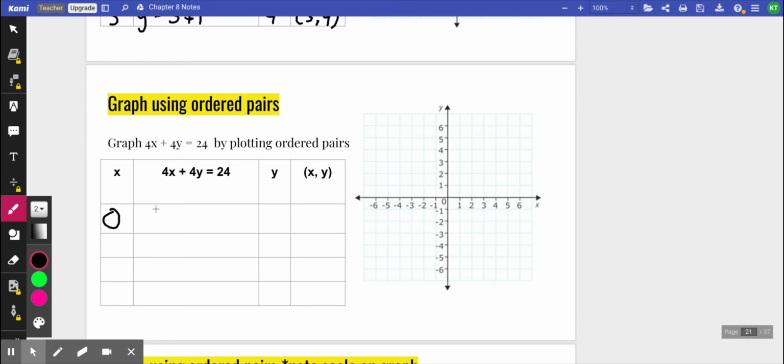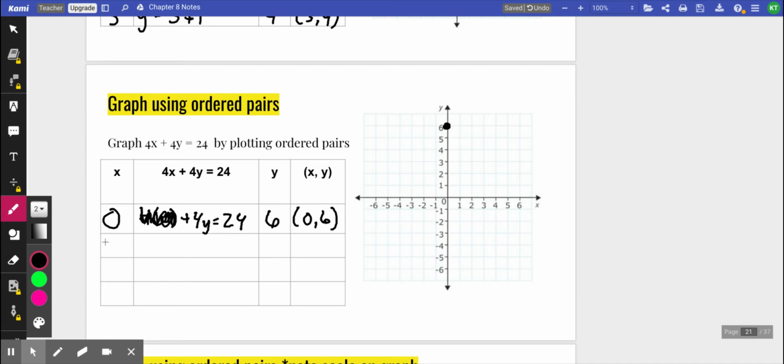Let's plug in 0. Okay, so I can say that 4x, which is 0, plus 4y equals 24. Well, 4 times 0 is 0, so that cancels that term out. So positive 4y equals 24. If I divide both sides by 4, I get y equals 6. So I have the point (0, 6). So x is 0, y is 6. Okay. Let's pick another easy point.